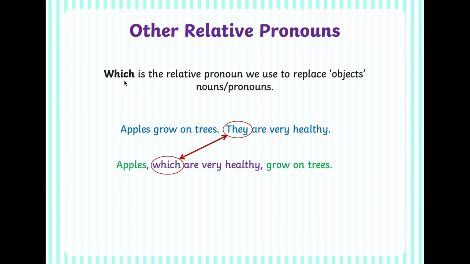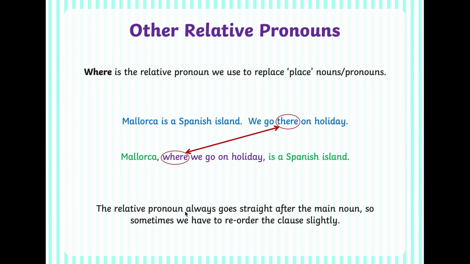Which is the relative pronoun we use to replace object nouns. For example, apples grow on trees. They are very healthy. When we add a relative clause into this sentence, it becomes apples, which are very healthy, grow on trees. The object in this sentence is apples. They is the object pronoun, so it's changed to become which.